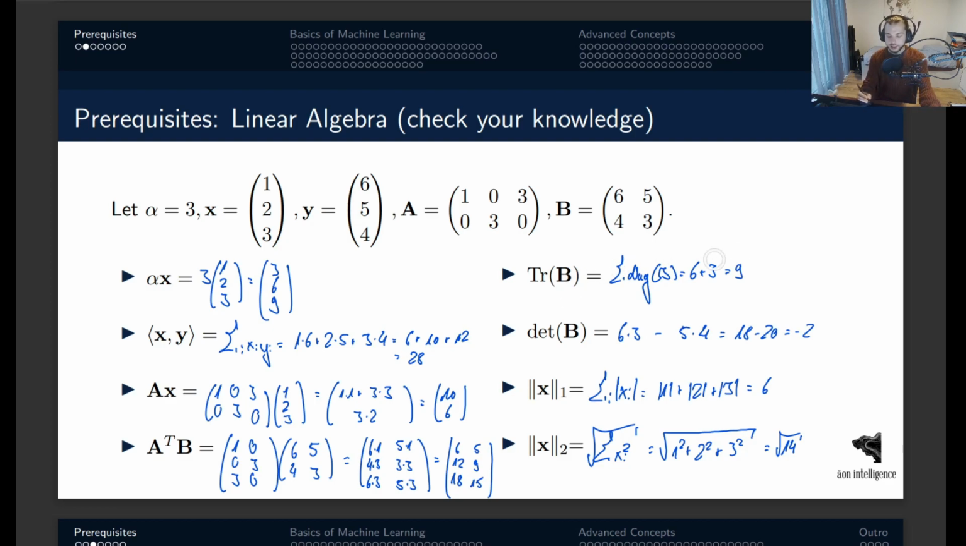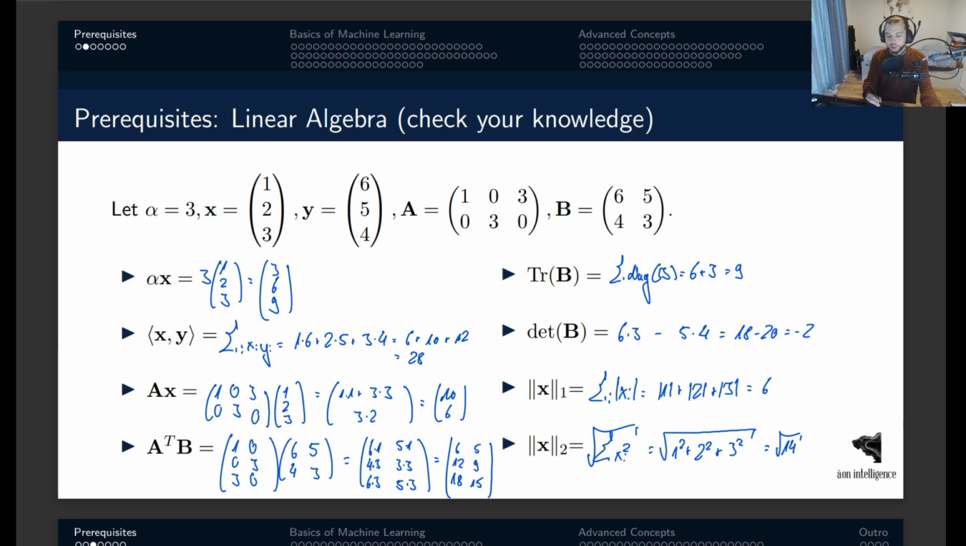And then for the trace of B, this is actually quite simple. We just take the sum of the diagonal entries of B, so 6 plus 3, and this is equal to 9. So for calculating the determinant, there are some formulas that you could employ. For this particular case of a matrix being dimensionality 2 by 2, there's this formula that states the determinant is equal to these diagonal entries. You multiply them, and then you subtract the product of the off diagonals. And in that case, it would be 6 times 3 minus 5 times 4. Then we have 18 minus 20, which is equal to minus 2. So the determinant of B is minus 2.